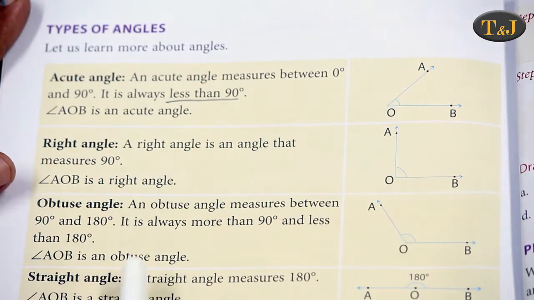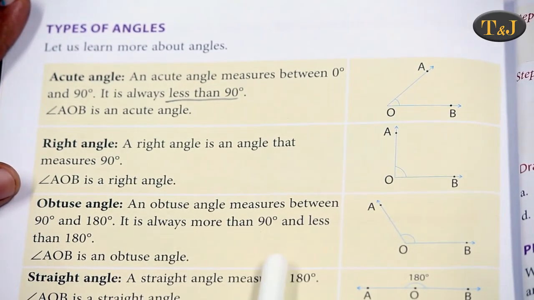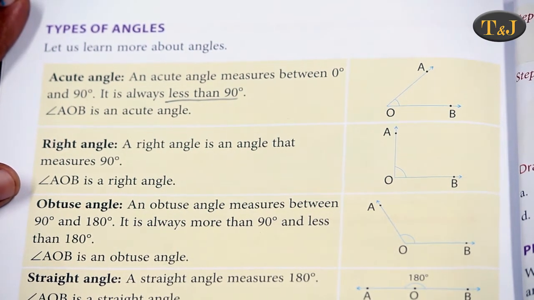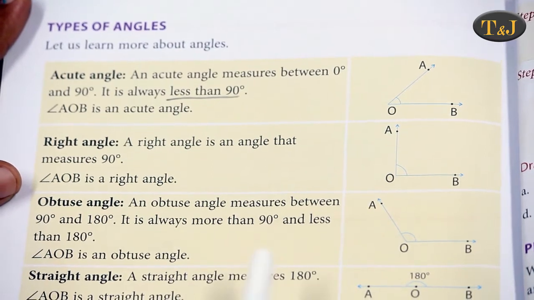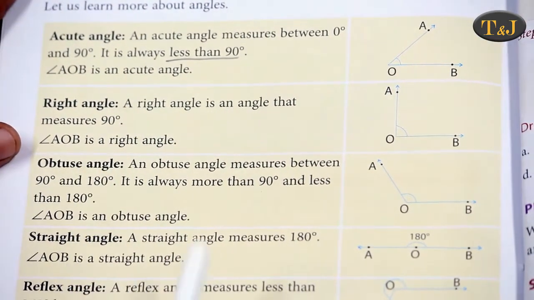Then our third angle is obtuse angle. Obtuse angle means greater than 90 degree but less than 180 degree. For example, 100 degree is an obtuse angle. 140 degrees, again obtuse angle. More than 90 and less than 180 degree, it is obtuse angle.